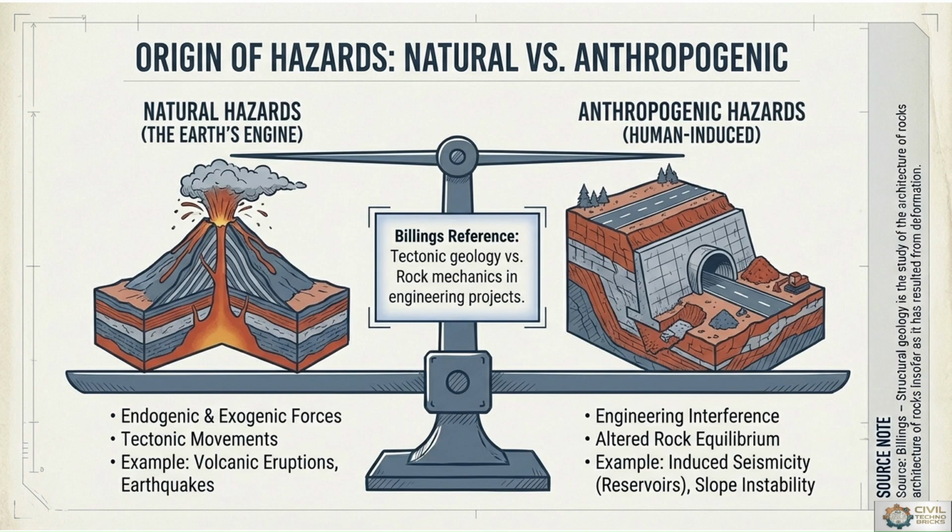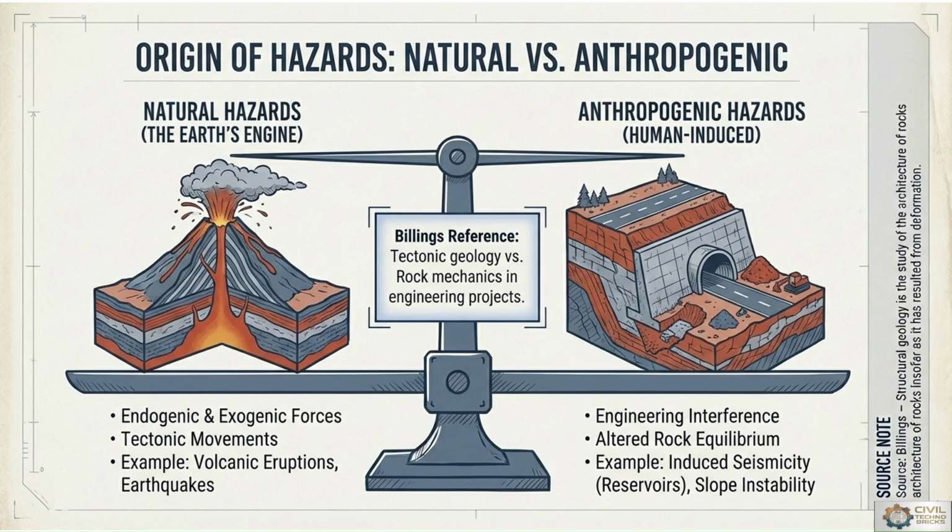So origin of hazards: it may be natural or it may be anthropogenic. Natural hazards are the earth's engine, and anthropogenic hazards are human induced. So basically natural and man-made, we can say. Geohazards can originate from both natural processes and, on the other hand, human activities.